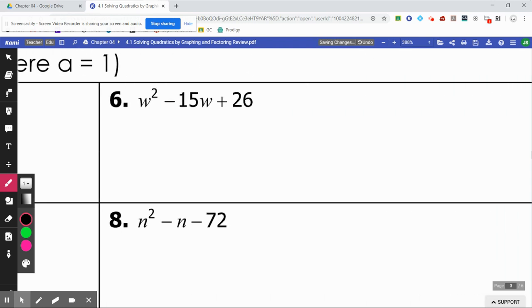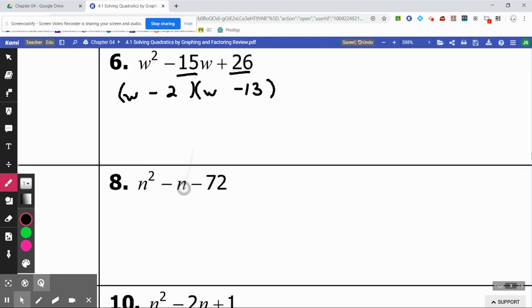Number 6, again, we're always looking for GCFs. There's not a GCF here, so therefore 2 sets of parentheses. w times w gives you the w squared. What adds to give you negative 15, multiplies to give you a 26 would be a negative 2 and a negative 13.